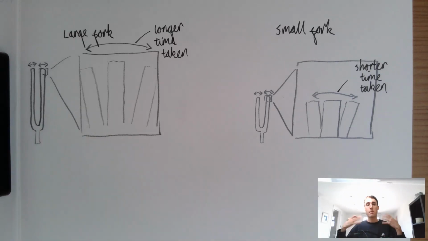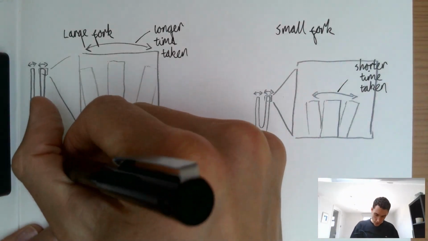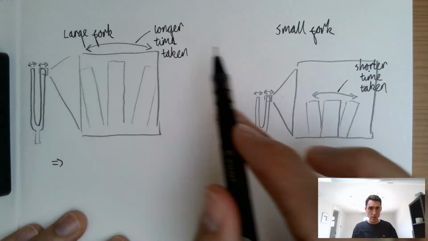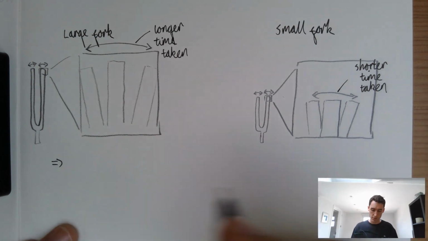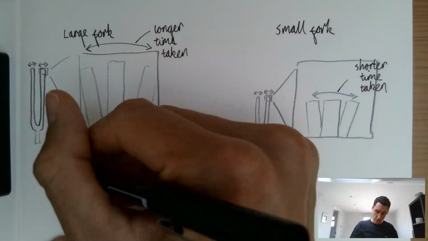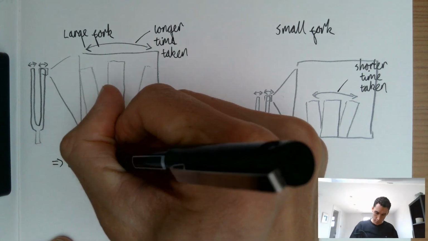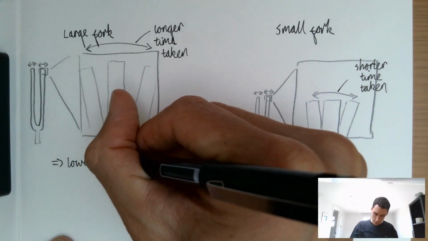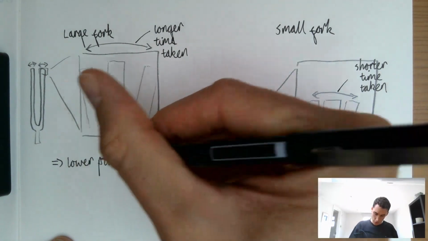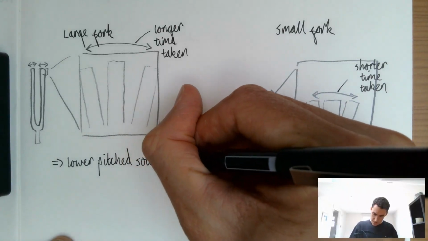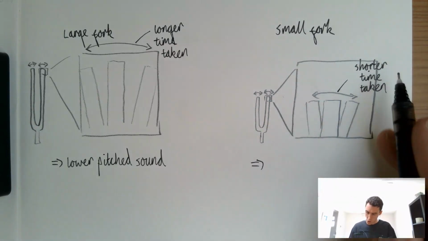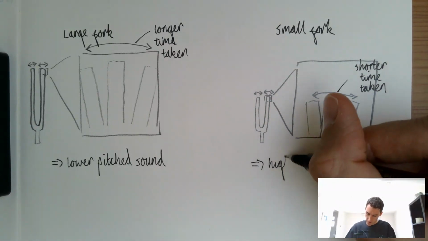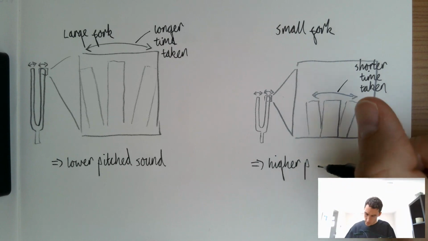But now we need to relate it back to the concrete. Therefore, if it takes longer to do it, you might also say fewer oscillations every second, but I think at this point it's maybe easy to think in terms of time. We could say if it takes longer to do it, then you get a lower pitched sound, if I'm really being concrete about it. A lower pitched sound or a deeper sound. This, on the other hand, when it's got this shorter time taken, is a higher pitched sound.